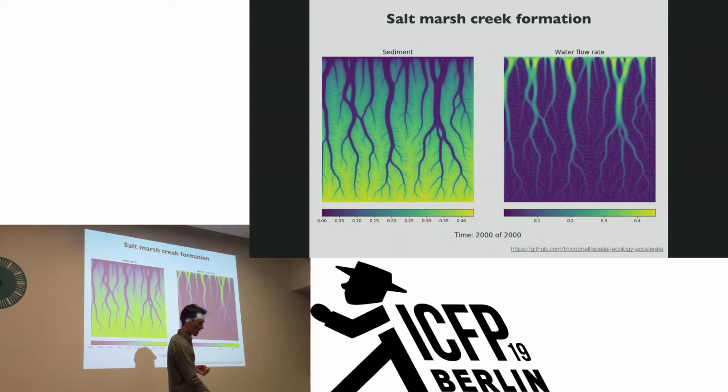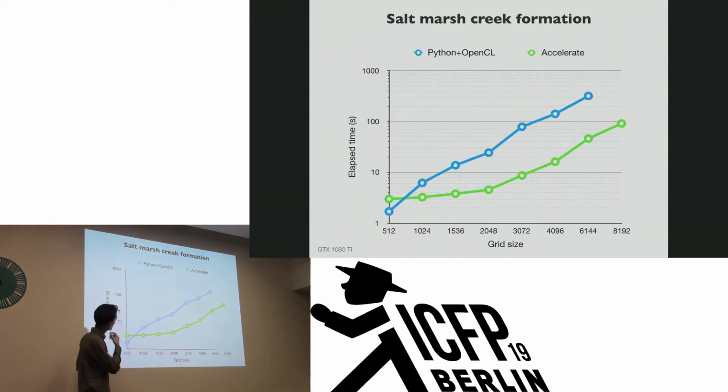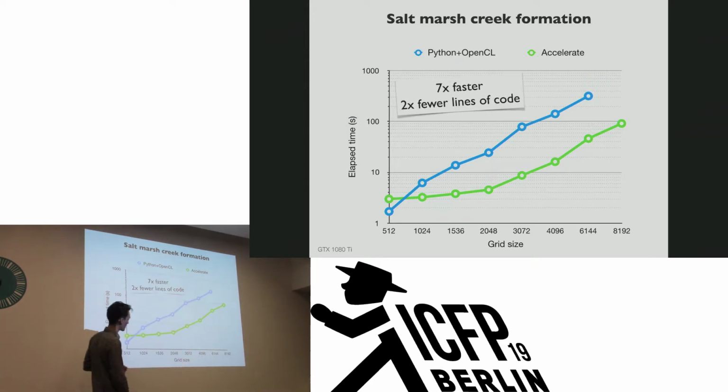This was another example where we had some initial implementation in Python and OpenCL, which was written by the scientists initially. And then we tried to implement it in Accelerate. And we see the same kind of pattern. The implementation is significantly faster, at least at that end of the scale, while also being more concise.